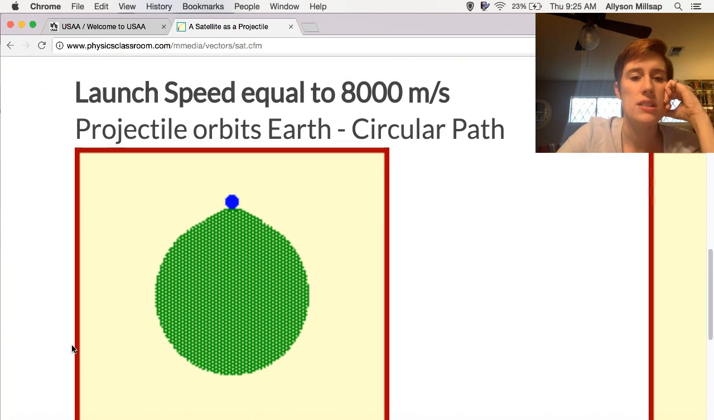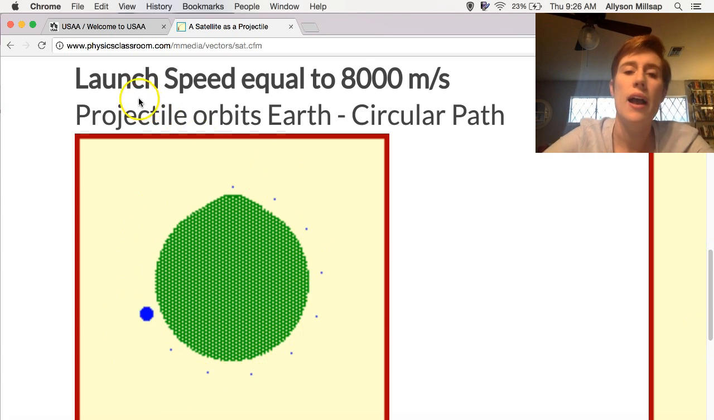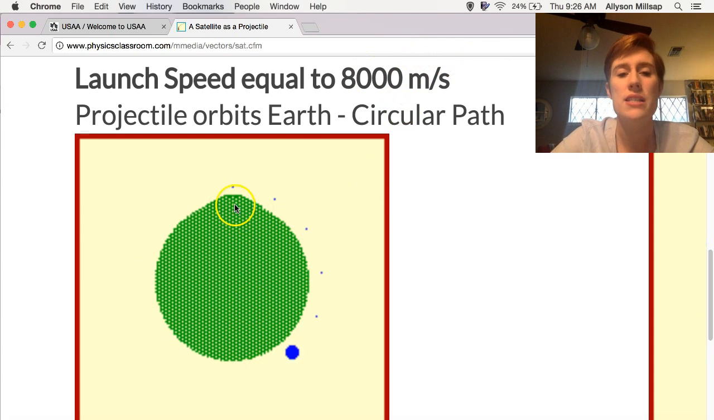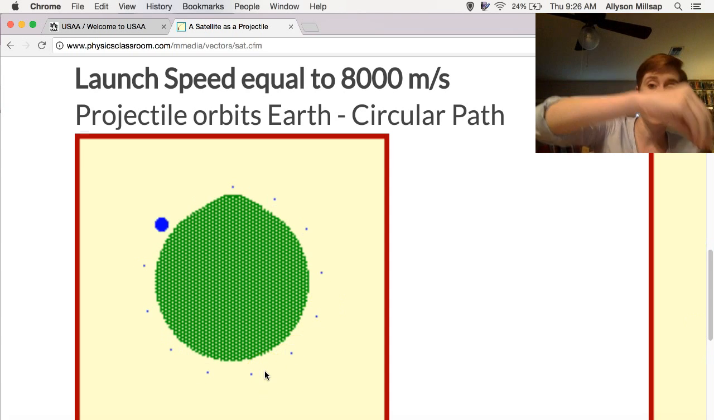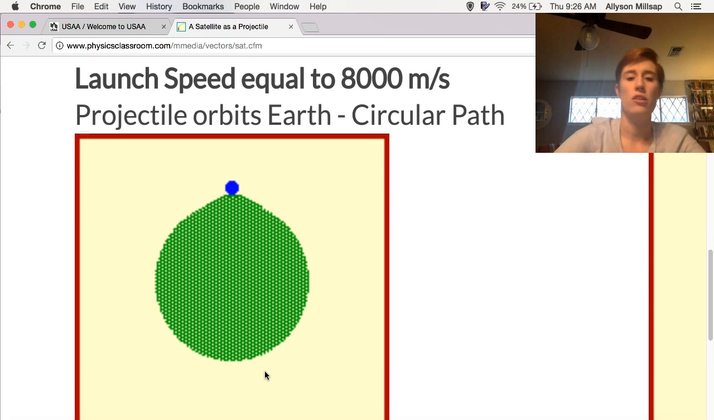However, once I shoot it at a fast enough speed, it ends up basically falling forever. It's continually falling. And actually, we have calculated if you launch something at 8,000 meters per second, it will orbit the Earth. It'll move so fast that it's covering enough distance of the Earth that as it falls, curving, it actually meets the same curvature of the Earth.